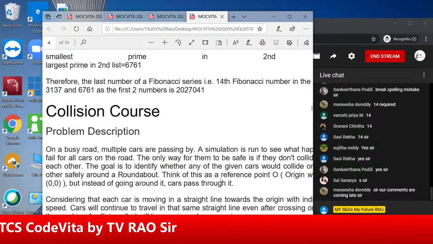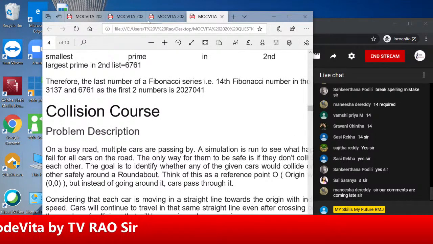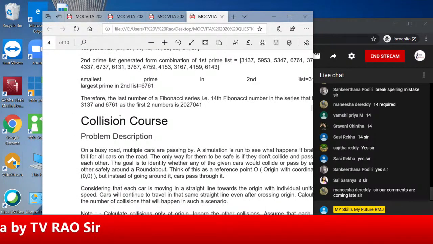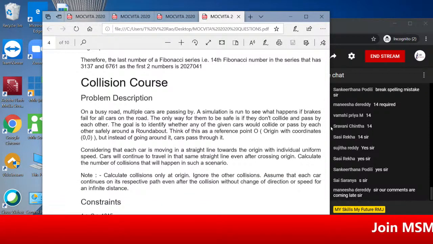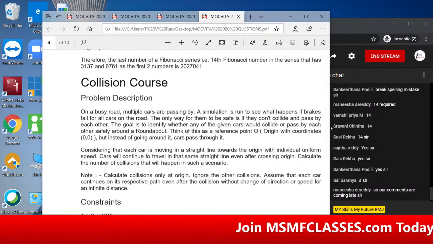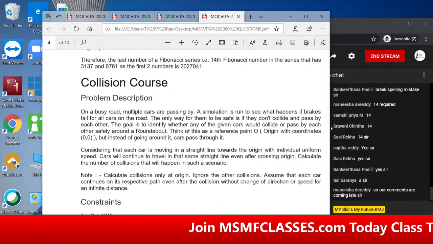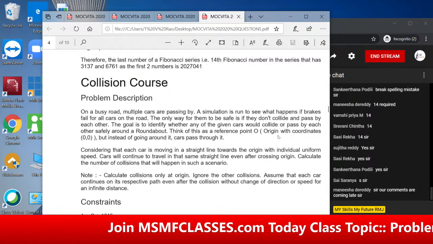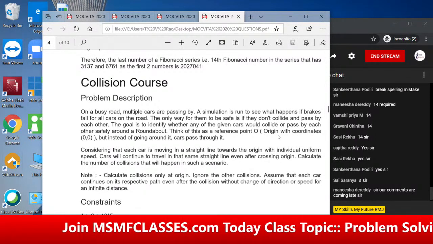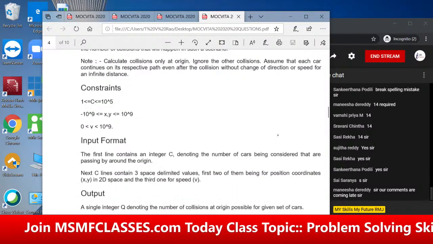Look at this problem, not example. On a busy road, multiple cars are passing by. A simulation is run to see what happens if brakes fail for all cars on the road. The only way for them to be safe is that they don't collide and pass by each other. The goal is to identify whether any of the given cars would collide or pass each other. Reference point is origin.